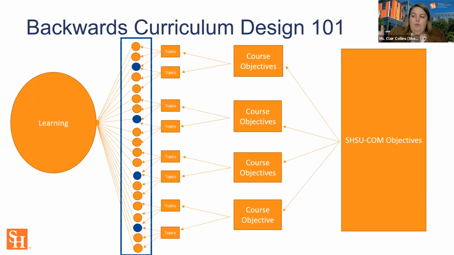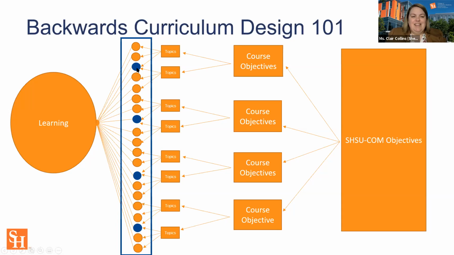So here at SHS UCOM, we use this backwards design. What that means is basically we think of our end goal first. So how do we assess the students? And then we push things to your course objectives and then to your topics. And then you'll have specific tasks that need to be done. And that's how we do the learning, so that at the end, we don't end up with any of these blue circles.